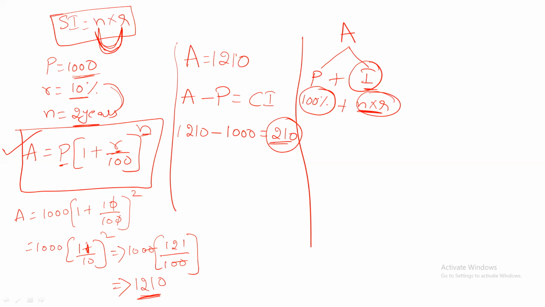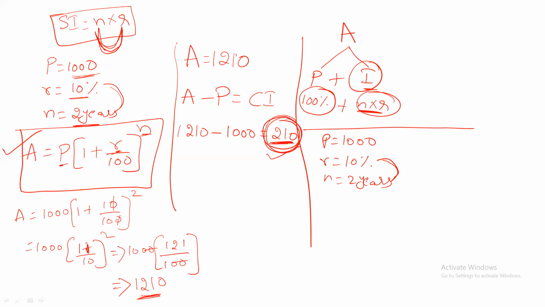In simple interest, we directly multiplied n into r. But in compound interest, we should not directly multiply n into r, and I will tell you the reason. Take the same question: principal is 1000 rupees, rate of interest is 10%, n is 2 years. If I directly multiply here, it becomes 20, correct? Now what is 20% of 1000? It is 200, correct? But here the compound interest we got is 210 rupees.